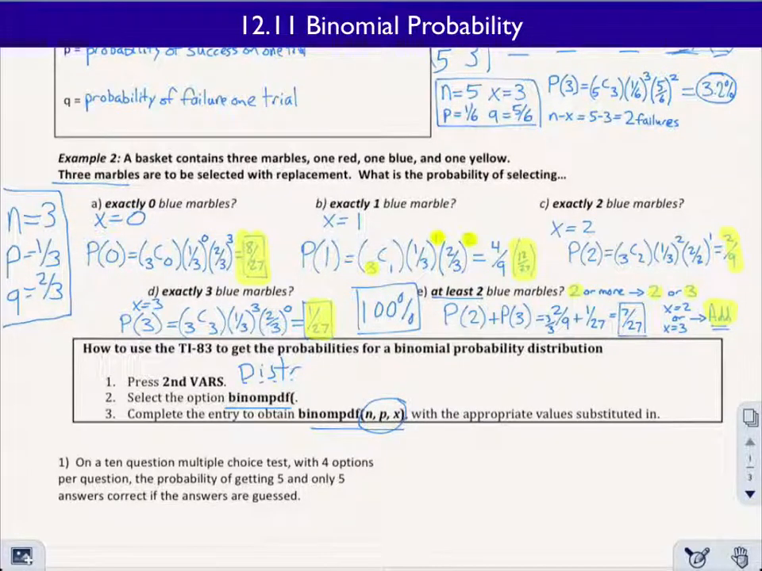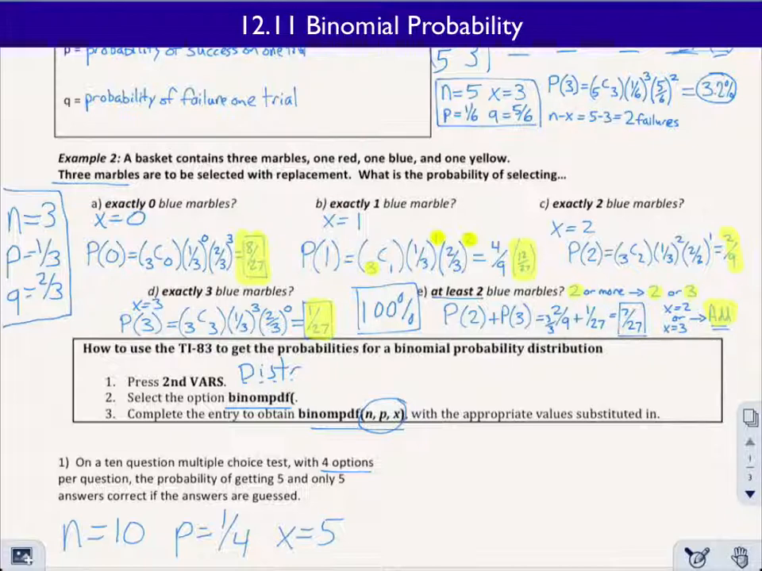Okay, so example 1 says: on a 10-question multiple choice test with 4 options per question, find the probability of getting 5 and only 5 answers correct if the answers are guessed. Here n is going to equal 10 because it's a 10-question test. The probability of success is 1/4 because there are 4 options per question. And x is going to be 5 because we want exactly 5 correct.